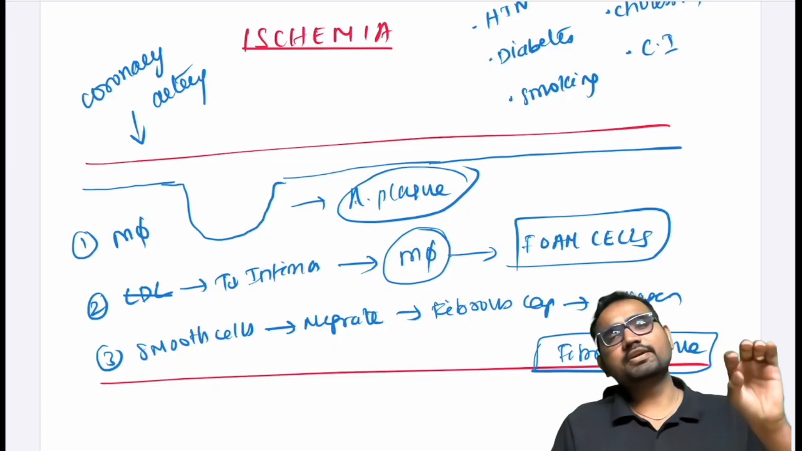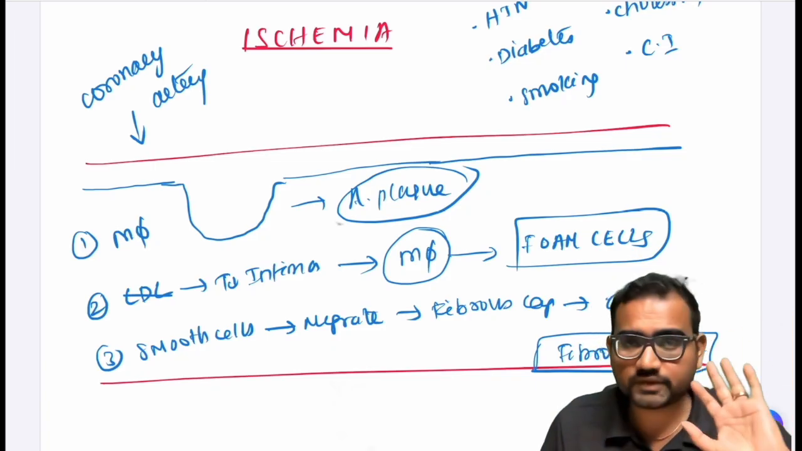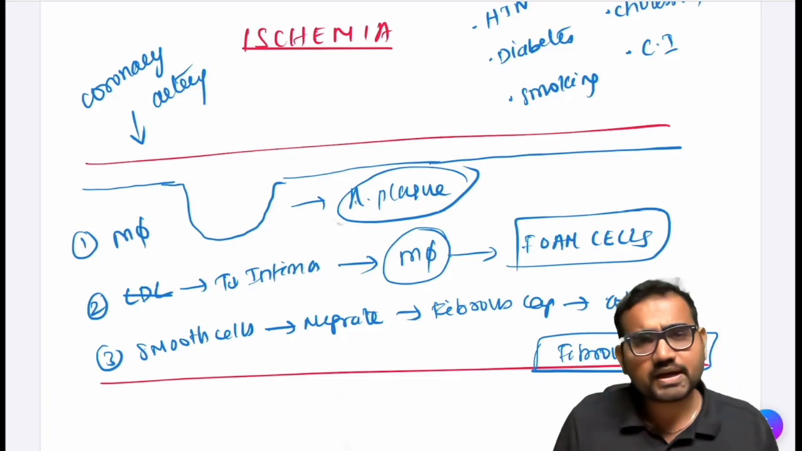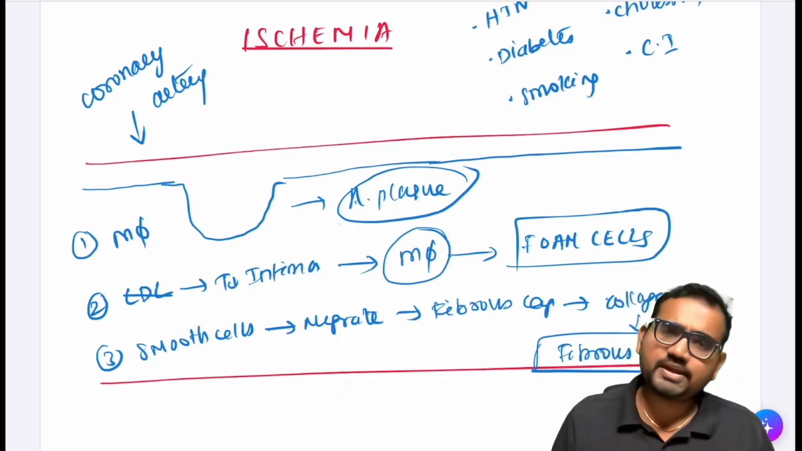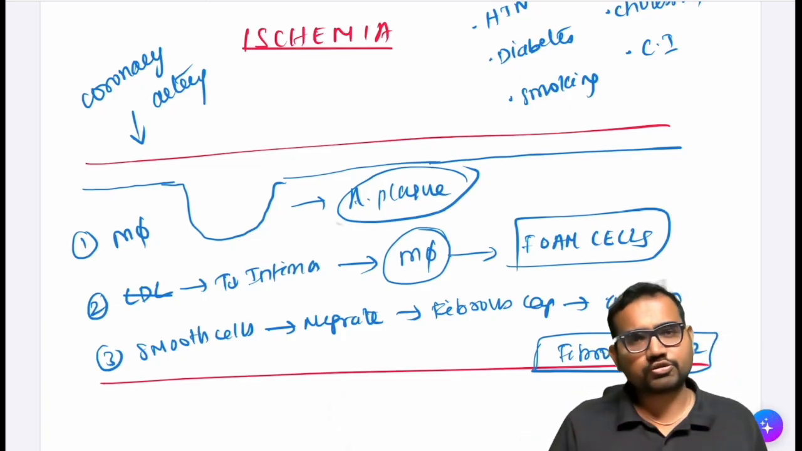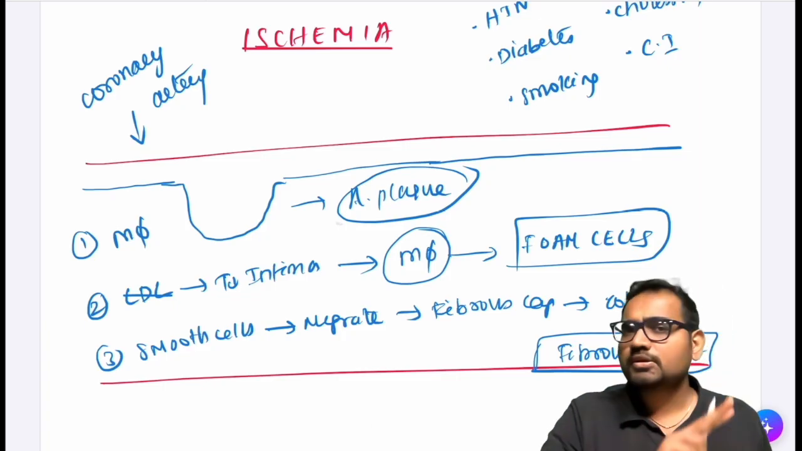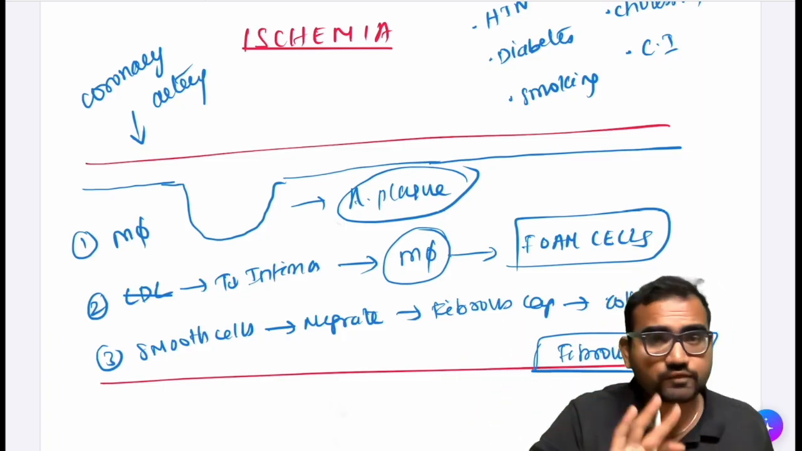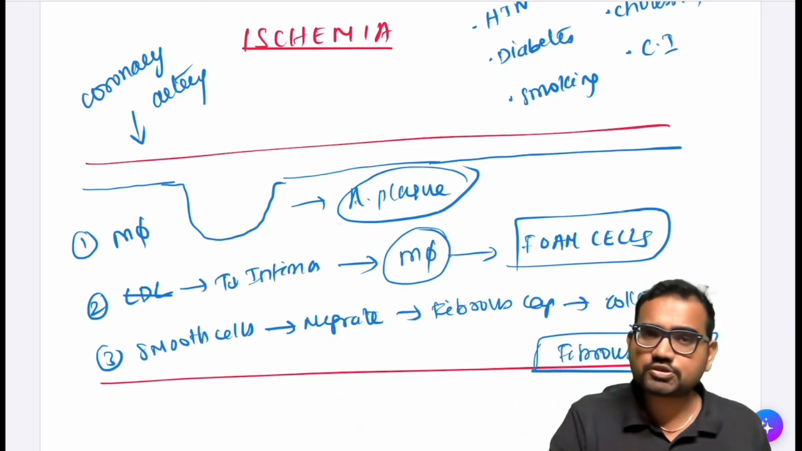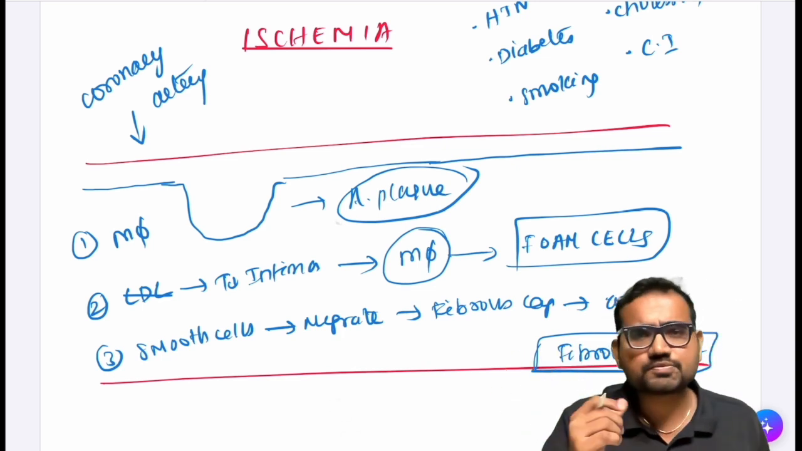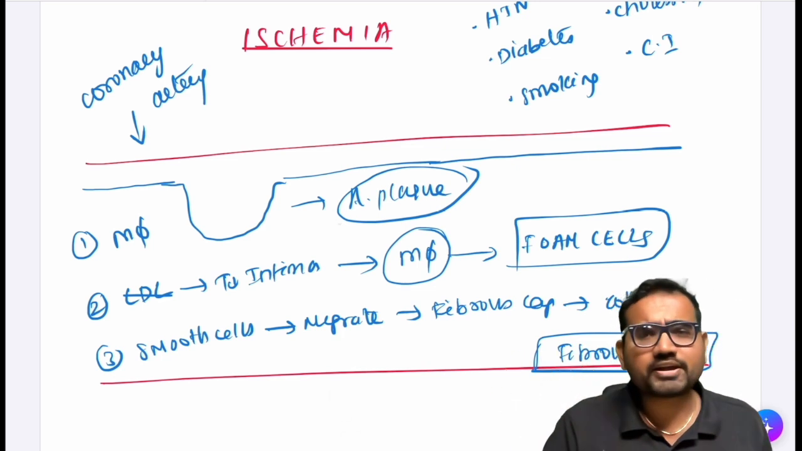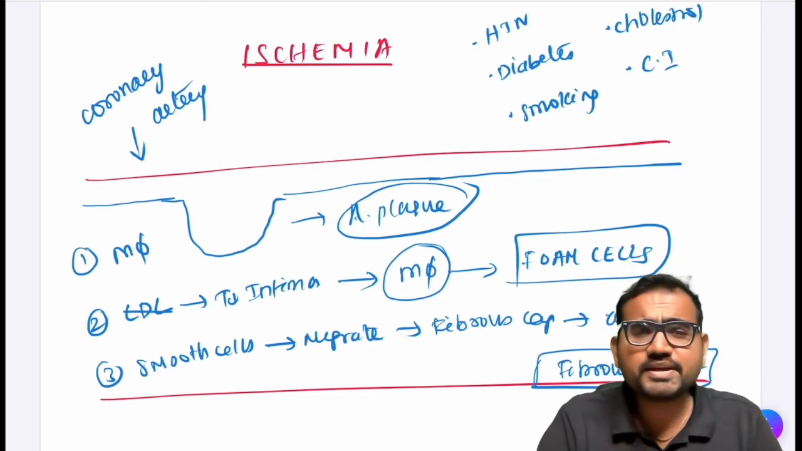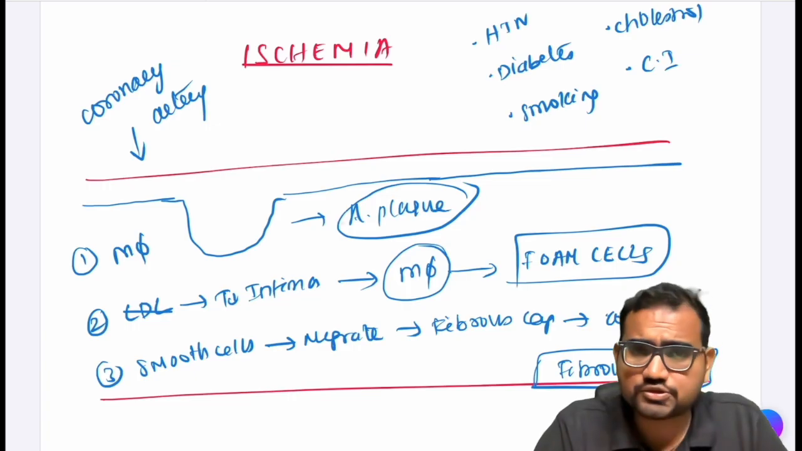So ischemia is decreased blood supply to the muscle of the heart. What supplies the muscles of the heart? The coronary arteries. So the coronary arteries get blocked partially or completely by atherosclerotic plaque. What is atherosclerotic plaque? The foam cells, fibrous tissue, plus the inflammatory cells. We all know how it is formed now. And what causes this atherosclerotic plaque? Hypertension, diabetes, smoking, or any kind of chronic inflammation or cholesterol. So these are the causes of the formation of atherosclerotic plaque.